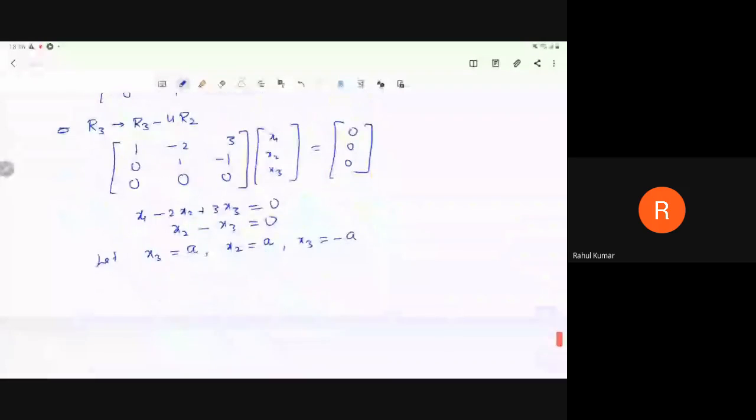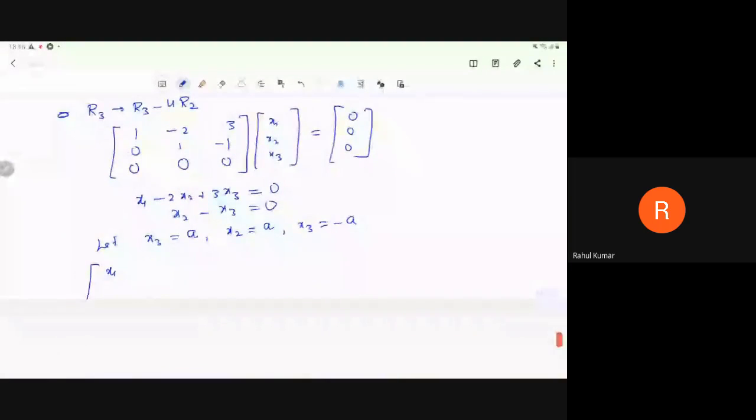So what is your eigenvector in this case? x1, x2, x3. x3 is a, x2 is a, and x1 is minus a. So you get minus a, a, a. a is a constant, take it outside. So minus 1, 1, 1. Is it okay?